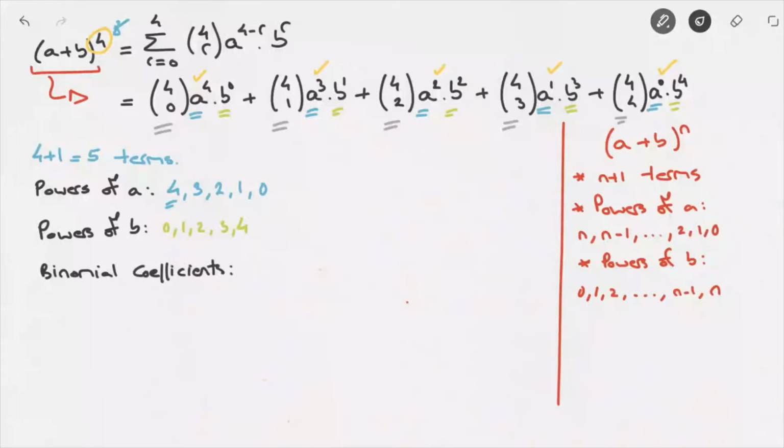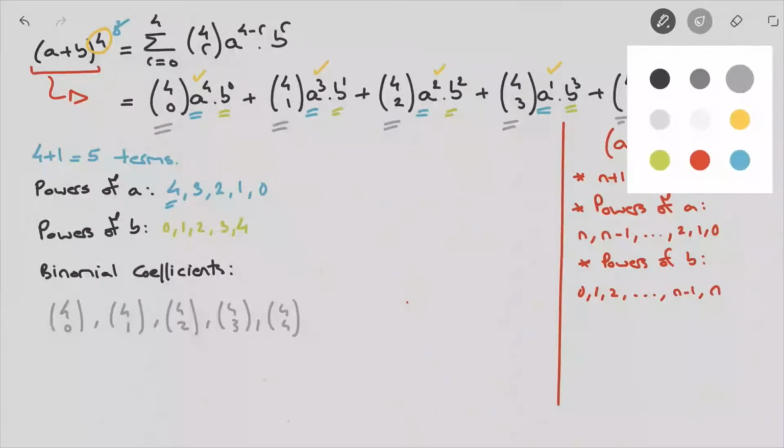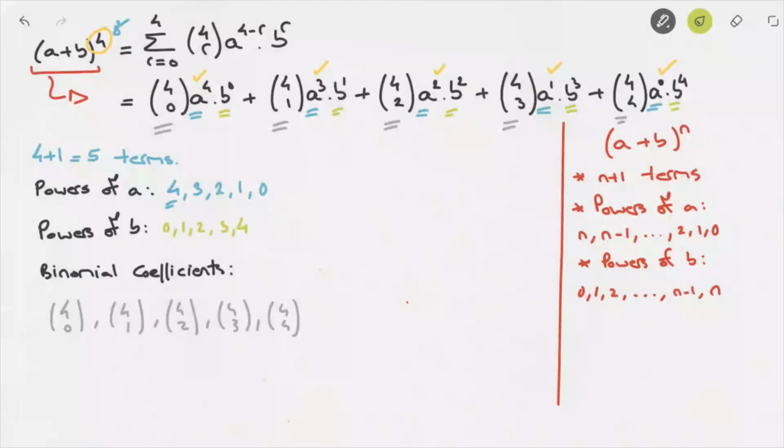If I write those out, those were 4,0, 4,1, 4,2, 4,3, and 4,4, going from left to right. What we can pick up on here is that the top digit in the binomial coefficients is always 4. And that's because that was the power to which we raised our binomial. Remember, we're looking at (a + b) to the power of 4. So that's where this 4 is coming from.